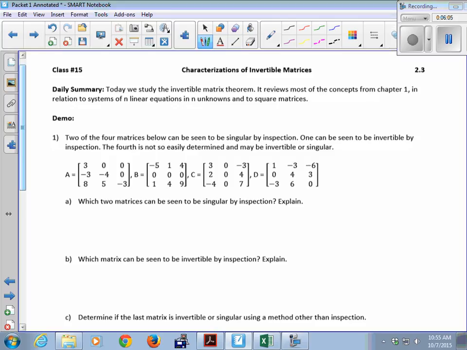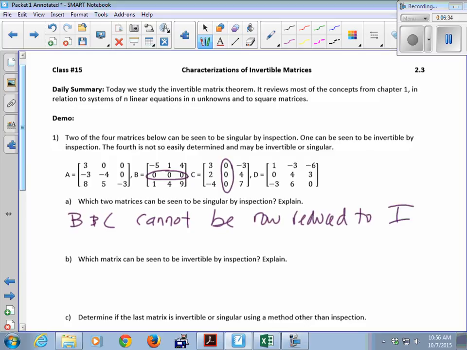B and C. Why? The row of zeros, yeah. B and C. We've got a row of zeros and a column of zeros. There's no way you could ever row reduce those into the identity matrix because you'd always be missing a pivot in an important location. So B and C cannot be row reduced to the identity because of the zeros.